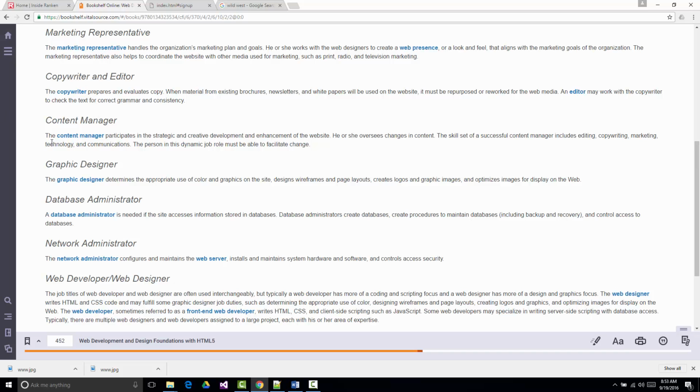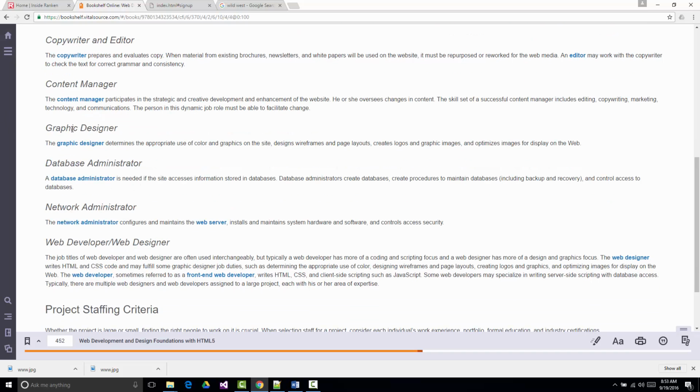All right, Content Manager does just that. And again, the copywriter and editor and Content Manager and even the graphic designer might be the same person. The graphic designer, a lot of times, is someone who has come in with a degree in marketing with an MIS emphasis, or a degree in IS with a marketing emphasis.